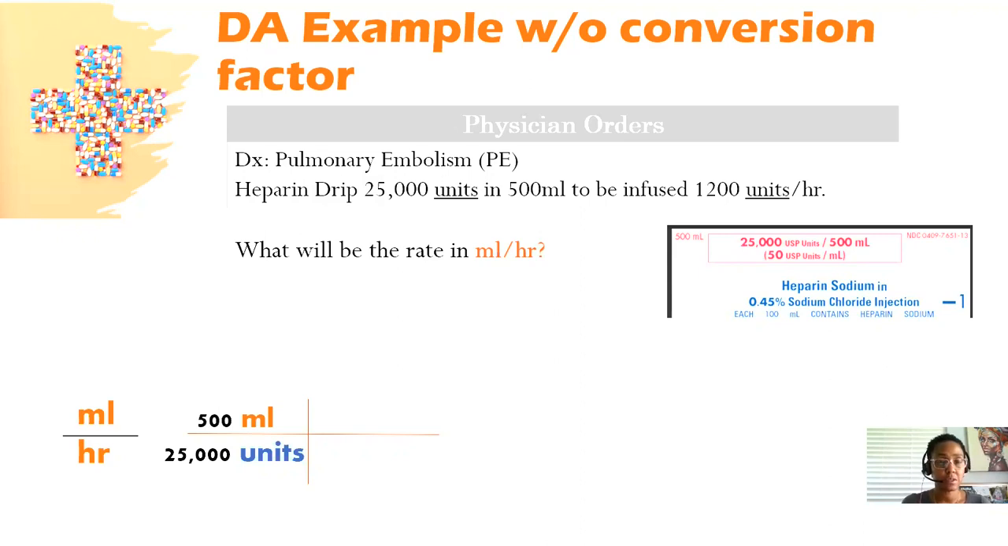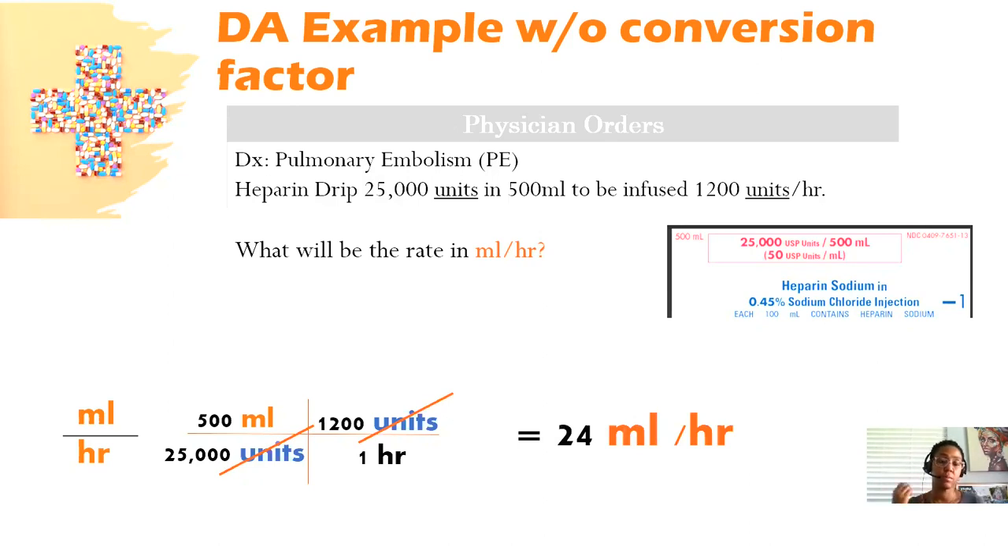So what goes on this top? It's going to have to be units, which is our doctor's order. So 1,200 units, and he wants it going over an hour. Can we cancel anything out? Yes, we're going to cancel units, and what we have left is mLs, and we have hour, which matches what they're asking for. So your answer is 24 mLs per hour.